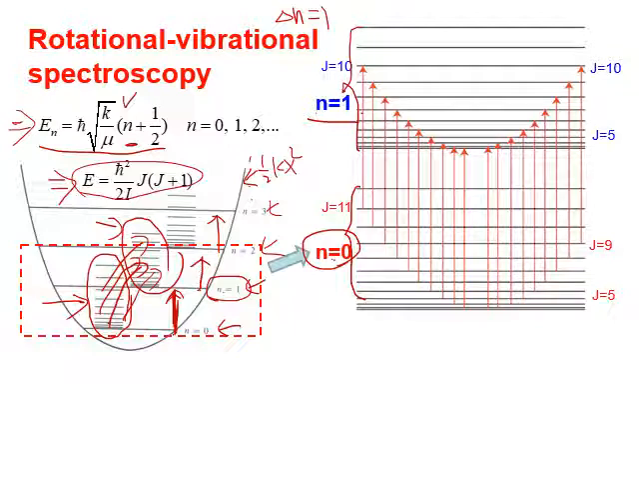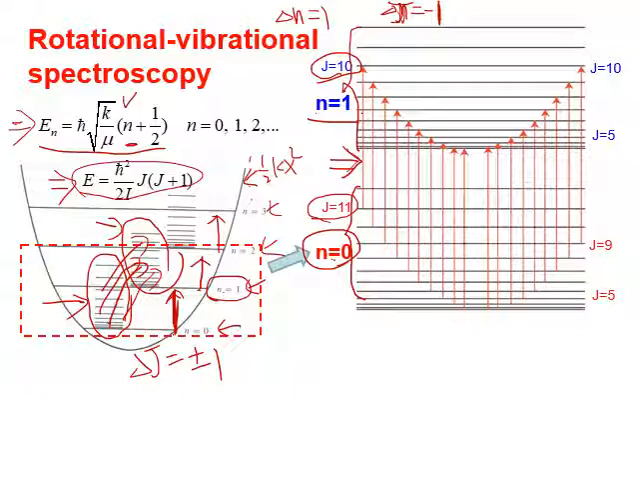Now, what about rotation? Let's look at this first transition here. This transition is between J equals 11 to J equals 10. Delta J in this case is 10 minus 11, that's negative 1. Now, the selection rule of delta J says delta J has to be positive or negative 1. So in the first one here, delta J equals negative 1. Let's look at the second one. This one is J equals 10 to J equals 9. So 10 to 9, again, delta J equals negative 1.